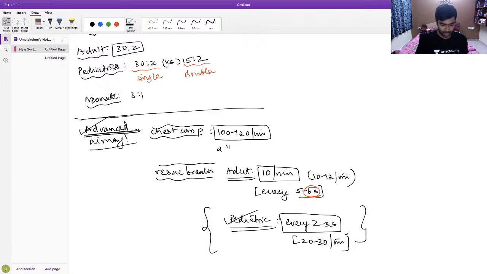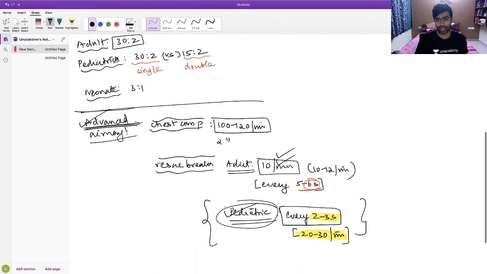Nevertheless, before I get your answers, this is something I need to re-emphasize again. Every 2 to 3 seconds, and the total is approximately 20 to 30 breaths per minute. So that's the thing that has changed in pediatrics. Previously, pediatrics was also approximately 10 to 12 per minute. So this is something that has been changed, and I want to re-emphasize it one more time.